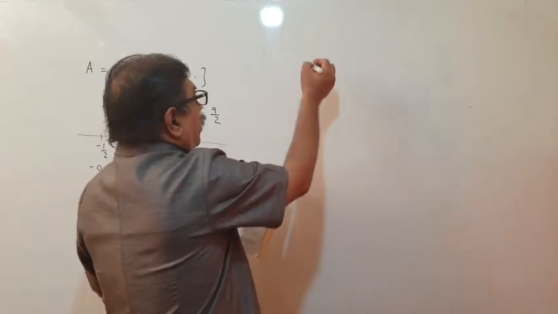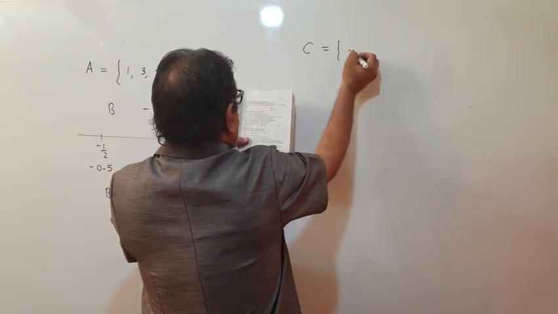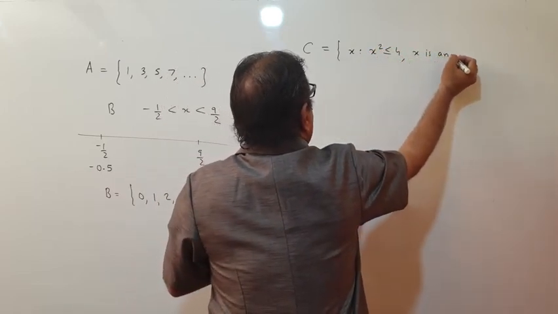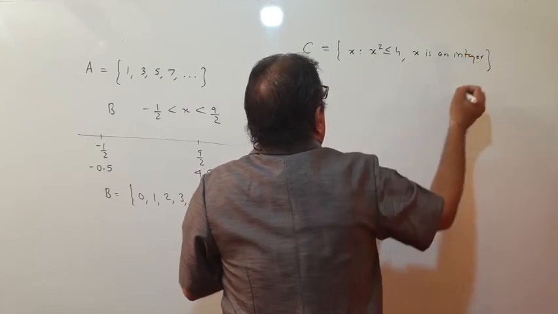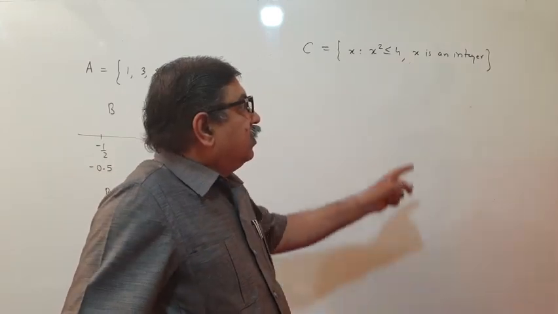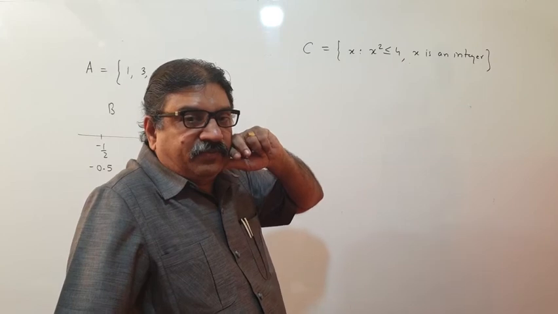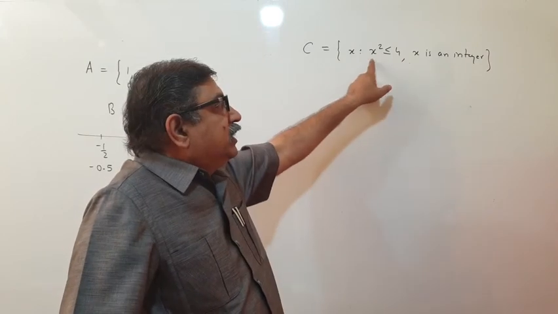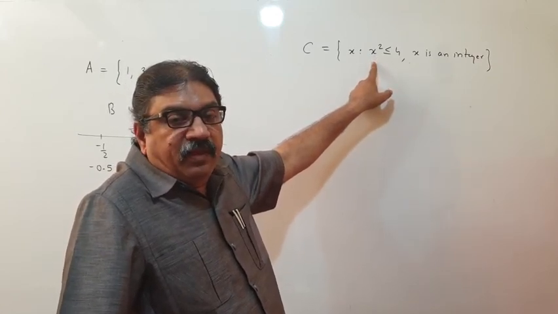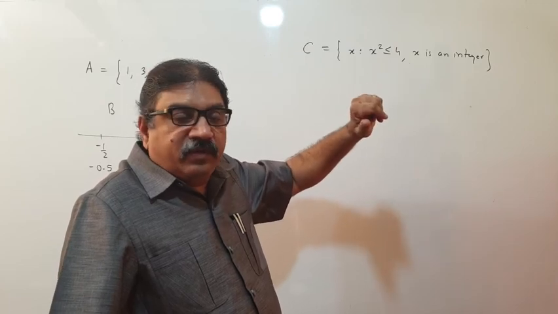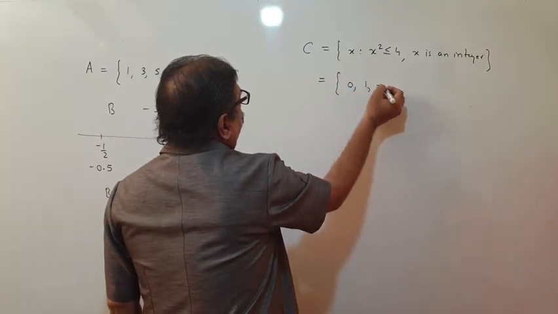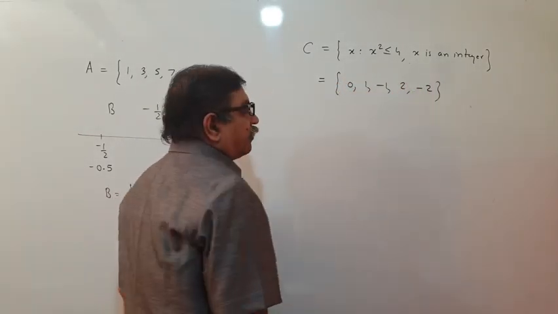Then C, it is said X such that x square less than equal to 4 and x is an integer. So children, we have to think of all those integers whose square is less than 4. Can we take 0? Yes. Can we take 1? Yes. Minus 1? Yes. Minus 1 square will be 1 less than 4. 2 also we can take, minus 2 also we can take. Then 3, minus 3, 4, minus 4 we cannot take because their squares are not less than 4. So by logic thinking I come to know this will be 0, 1, minus 1, 2 and minus 2. Like this.